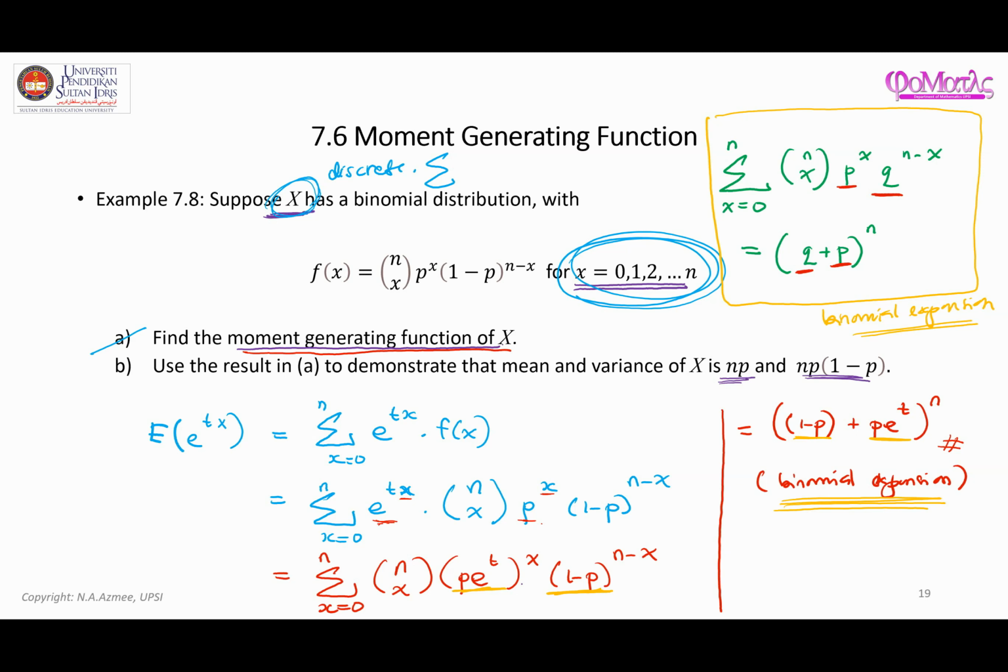Now let's move on to what we are supposed to do, which is to find this part here. Use the result in part A to demonstrate that the mean and variance are as such. You have seen the value of this before in chapter 4, so you know that the mean is np and the variance is np(1 minus p). We are going to use the result that we get here, the MGF, to find the mean and variance to be as such.